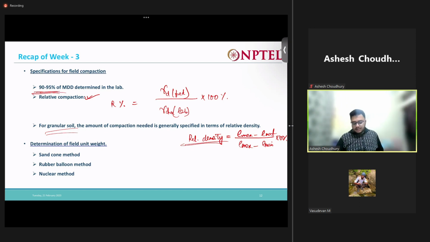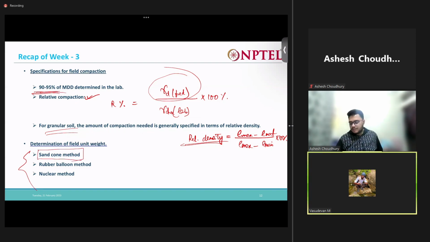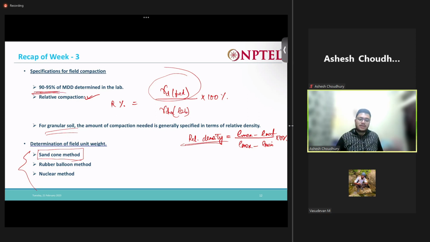Now how to determine field unit weight? Okay, so here we need this field unit weight, we are writing it everywhere. So how will we actually determine this field unit weight? You do a certain number of passes of the roller, and then you construct the embankment. Then how will you check what your field unit weight is? To determine the field unit weight, there are many methods. Out of these methods, the main method which we will be focusing on is the sand cone method, or the sand replacement method.